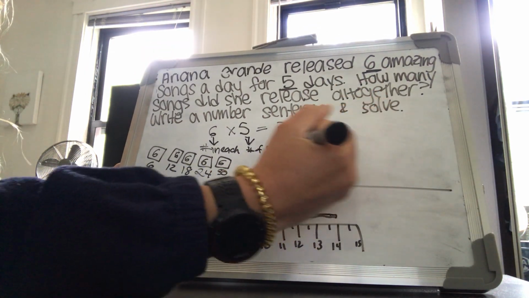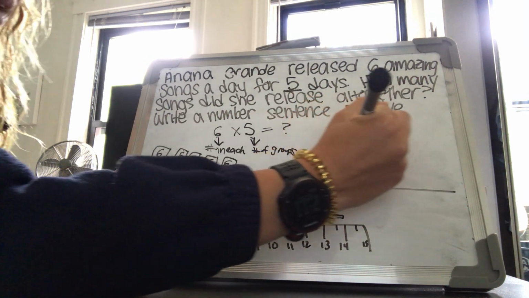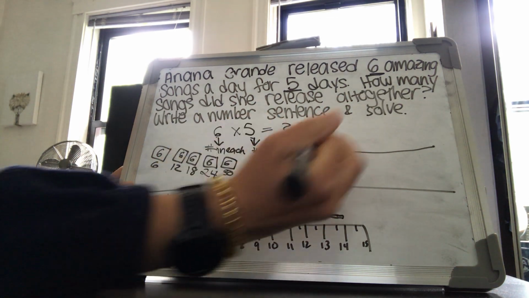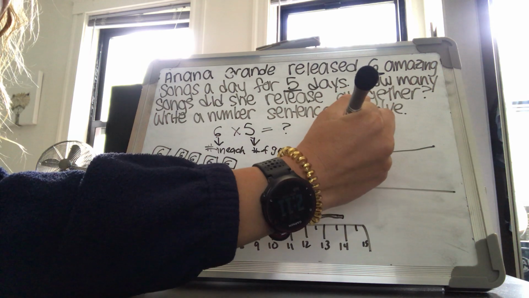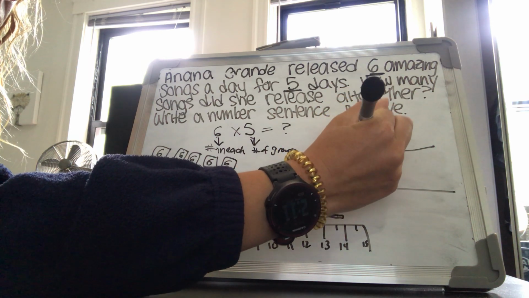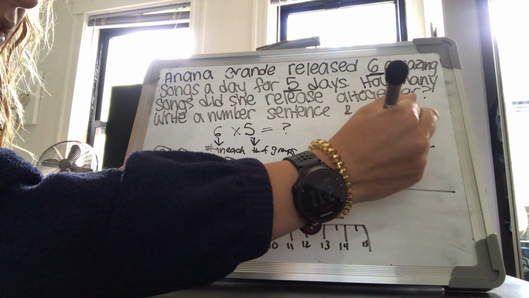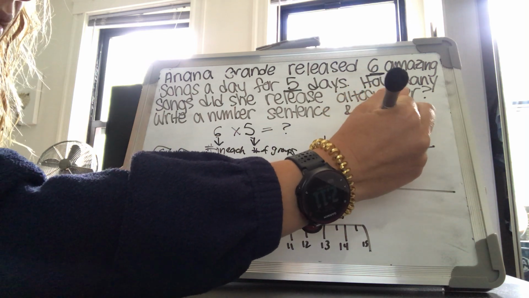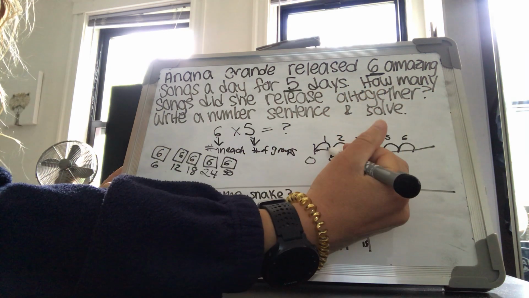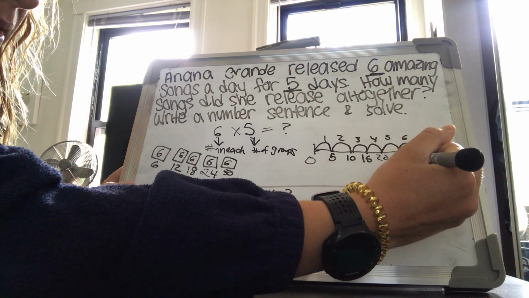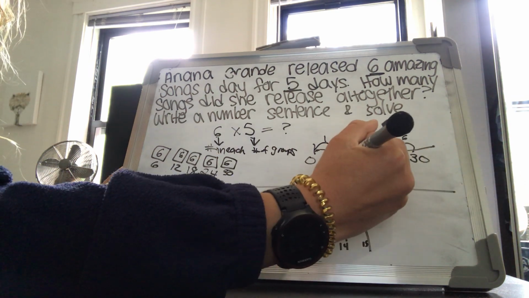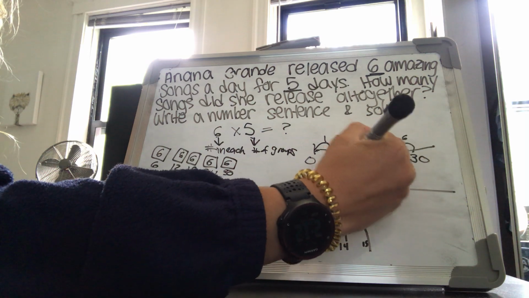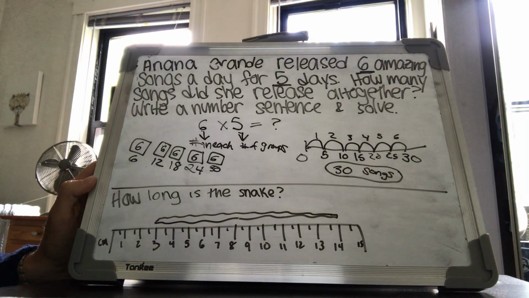Another way I can do this is I can think, it's way easier for me to count by 5s than it is by 6s. I can start at 0 and then count by 5 6 times. 5, 10, 15, 20, 25, 30. I made 1, 2, 3, 4, 5, 6 hops. 5, 10, 15, 20, 25, and 30. So she released 30 songs. Go, Ariana. Great job. Cool. So 30 is my answer.